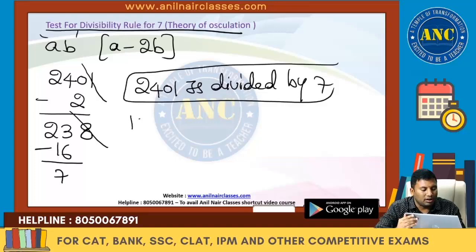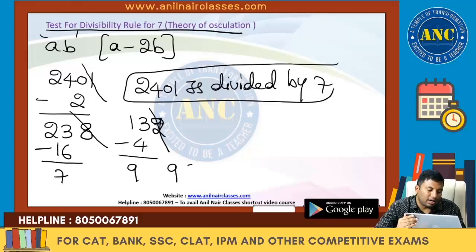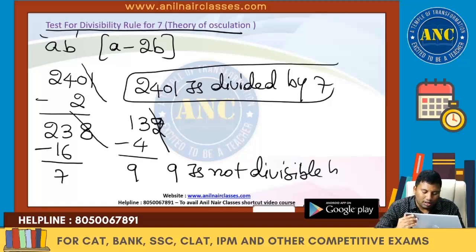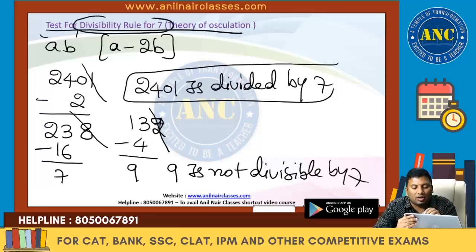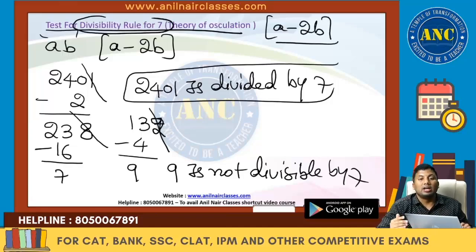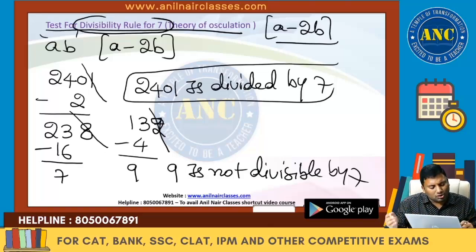One more example. Is 137 or 132? 132. Take the unit digit, double it, subtract it from the remaining part, 9. 9 is not divisible by 7. So 132 is not divisible by 7. So the divisibility rule of 7, it should be there in your notes, is a minus 2b. Probably at the end of the class you will be able to solve it on your own.